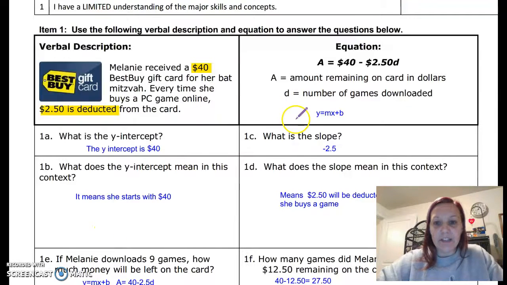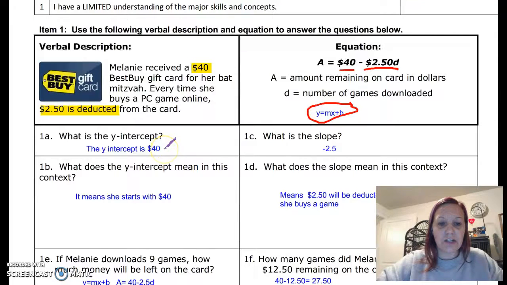If you can see here, I took the equation and reflected back as to what it stood for. I do understand that the intercept and the rate of change per download are in different spots. So taking that information, I can answer here. 1A, what is the y-intercept? It would be $40 because we know that our initial value and our intercept are the same thing.